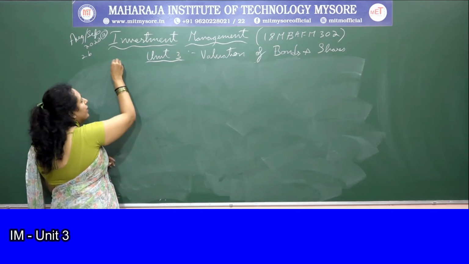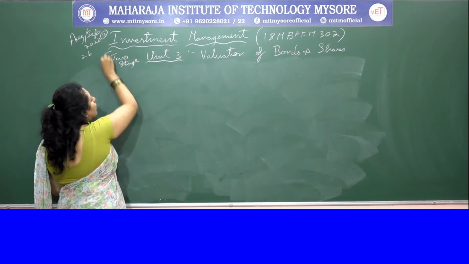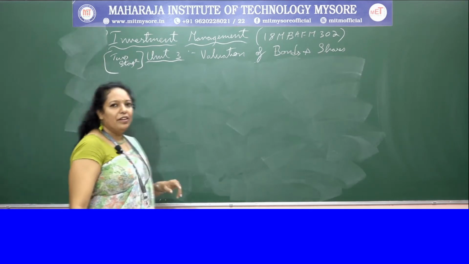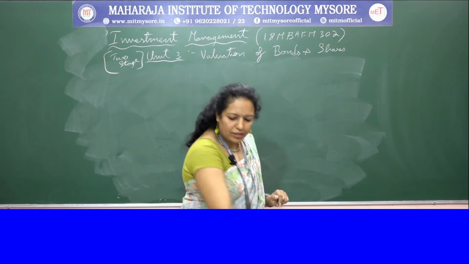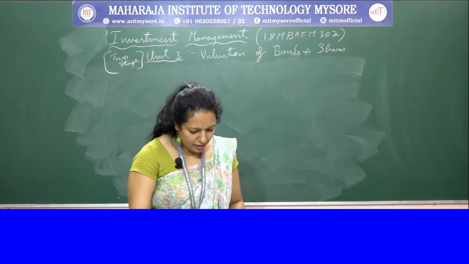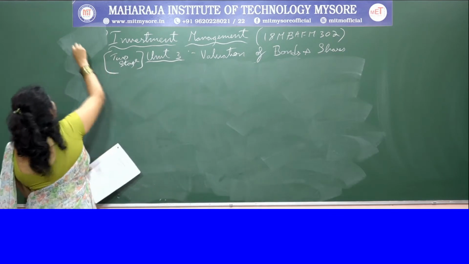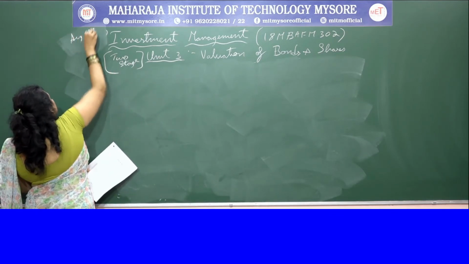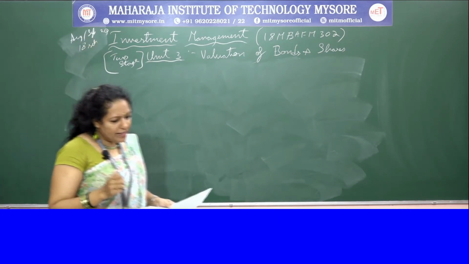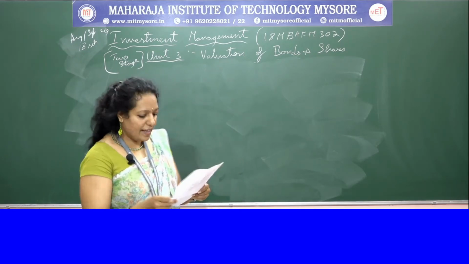So I'll just write here, two-stage growth model, or two different growth rates problem. For that, we'll take one problem. We'll take the same question paper, the recent one. I'll read out the question for you. I'll write August, September 2020, 18 scheme, and the problem is 6C.